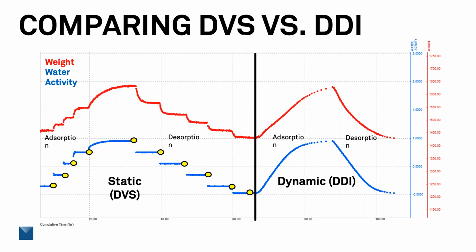Now, when we do this, it looks like there's a lot of data here, but we're really focusing on those equilibration points. So in a DVS, we really have 10 data points that we're looking at, 5 for the adsorption and 5 for the desorption. Now, if we move over to the right, we see the DDI, and it looks like a nice smooth curve, but actually every one of those is a nice data point. So we can see it in real time as it's progressing through the test.